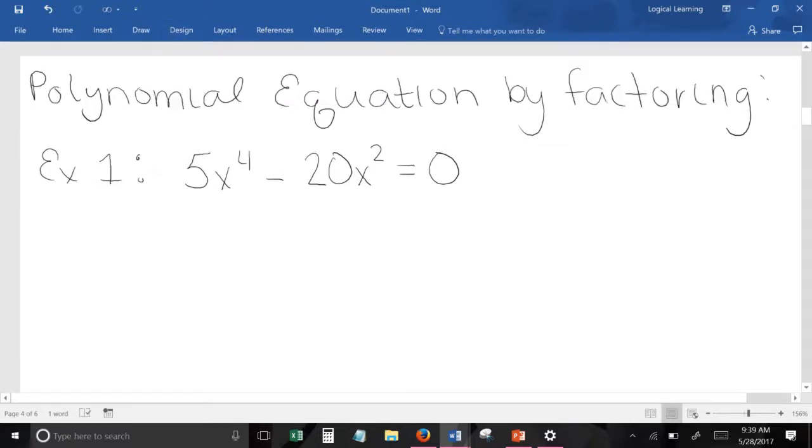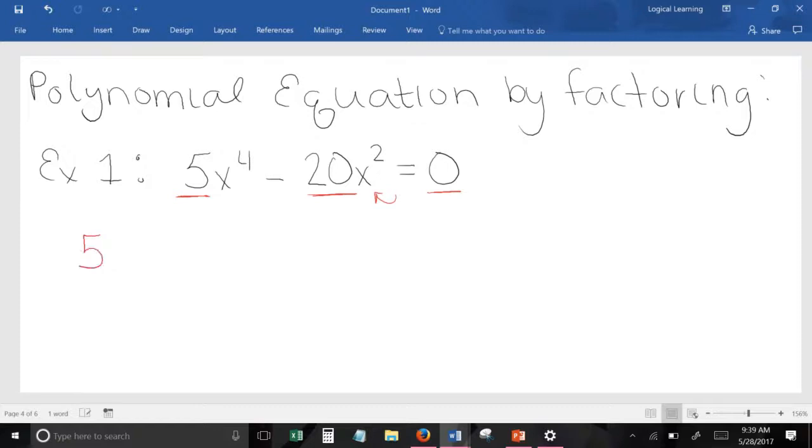Well, the first thing we want to do is see what these terms have in common. We already have all the terms on the left side, and we have it equal to 0. So that's our first step, and this one is already done for us. So now we want to look at what these two terms have in common. If we just look at the coefficients, we have 5 and 20, and both of those are multiples of 5. So we can take the 5 out.